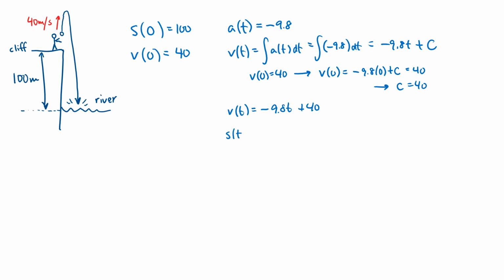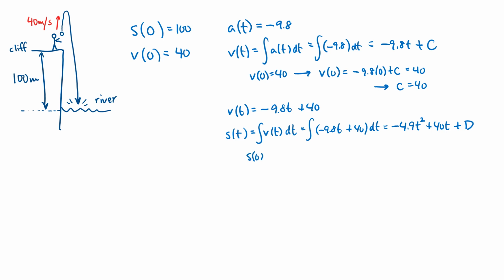Now we can figure out the position function. Position is an antiderivative of velocity. So it's an antiderivative of negative 9.8t plus 40. Again, using our antiderivative rules that we've talked about, that's going to be negative 4.9t squared plus 40t, again plus another constant. I could give it another name, I could call it d. Maybe I'll do that, just so we don't confuse it with the c that we already talked about.